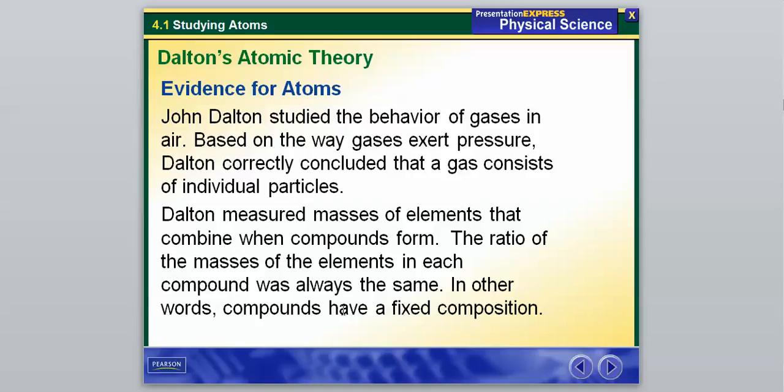Same thing with salt. The way salt is made up, it's always going to be the same amount of elements in there, and they're always going to be attached in the same order. So that was another one of Dalton's early contributions.